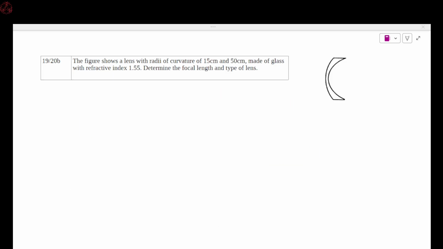So this is going to be the last question I'm going to discuss in this video. Let's take a look at it. The figure shows a lens of radii of curvature of 15 centimeters and 50 centimeters, and it's made out of glass. If we look at the diagram, we can see the size at the middle here, let's call that D1, is smaller than D2.